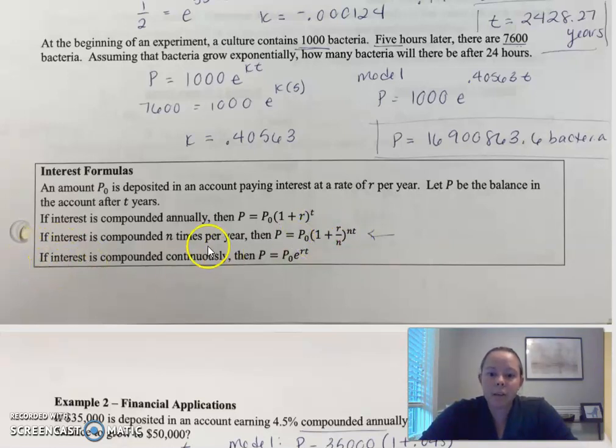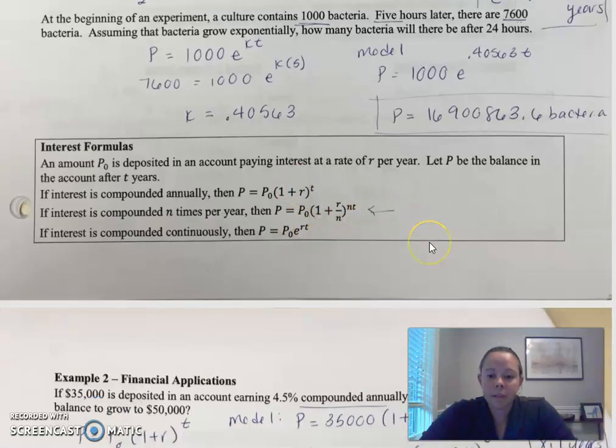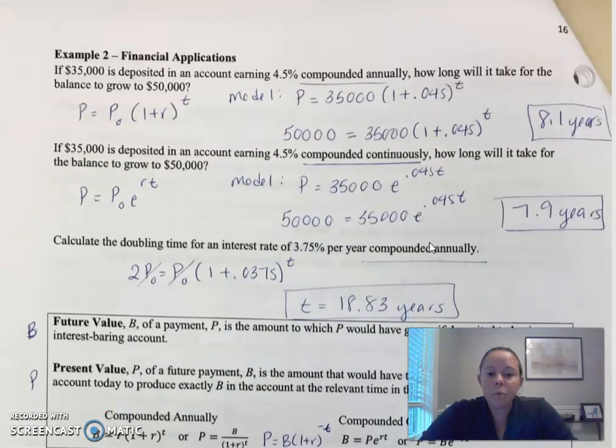And then lastly, here's your continuously, P initial e to the rt. We've been calling this k, but same thing. But do note that these r's are not the same. Okay, so here are 3 different financial problems, and they're all pretty straightforward.